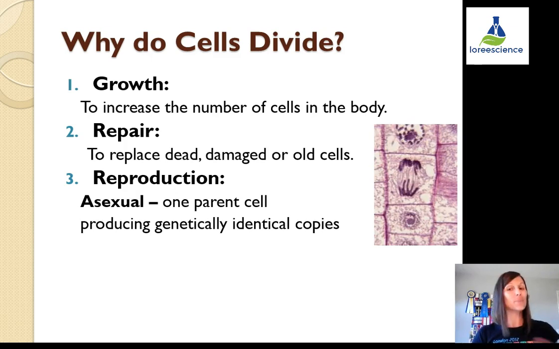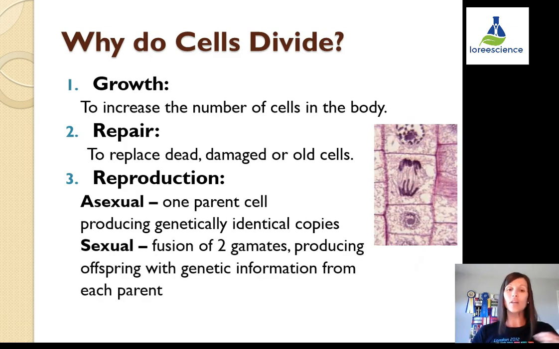Bacteria does this. Some plants do this. We as humans do not do asexual reproduction. We actually have sexual reproduction because we have the fusing of 2 gametes. Now a sperm and an egg are each gametes. They each have half the number of chromosomes.